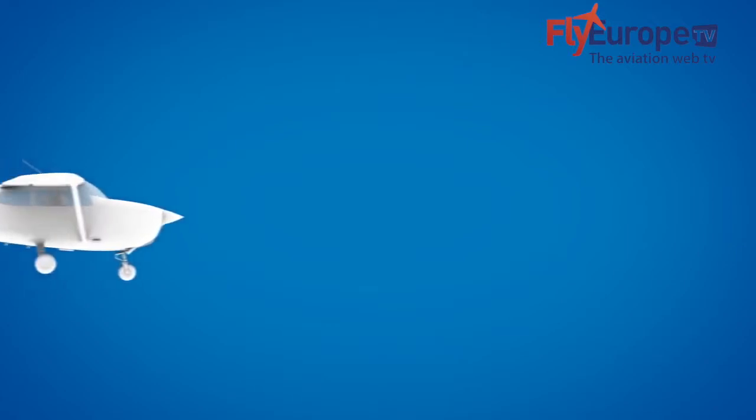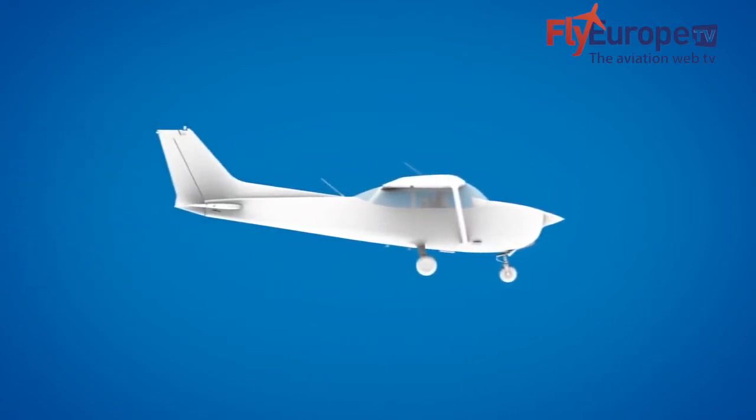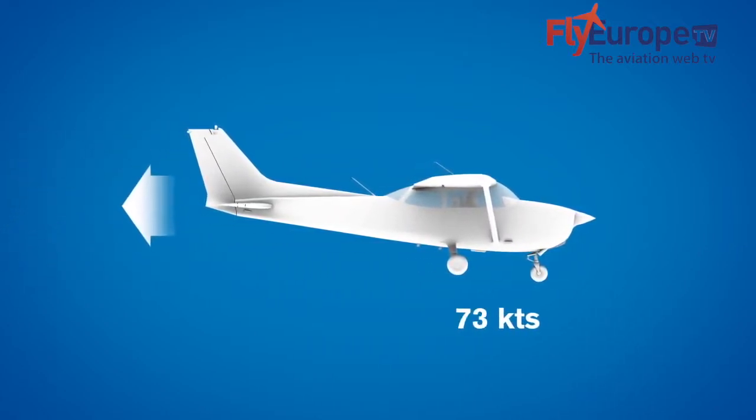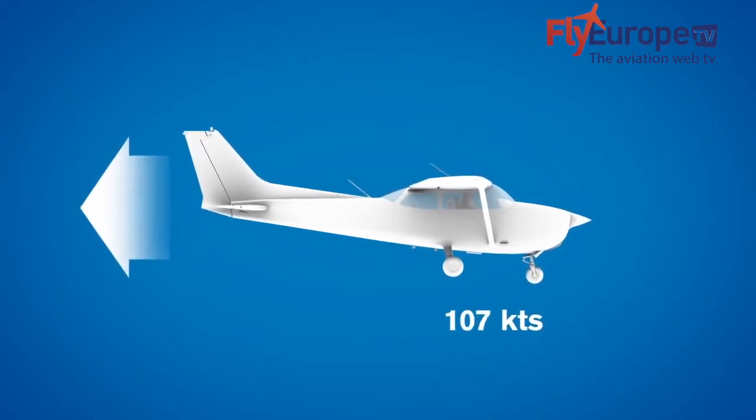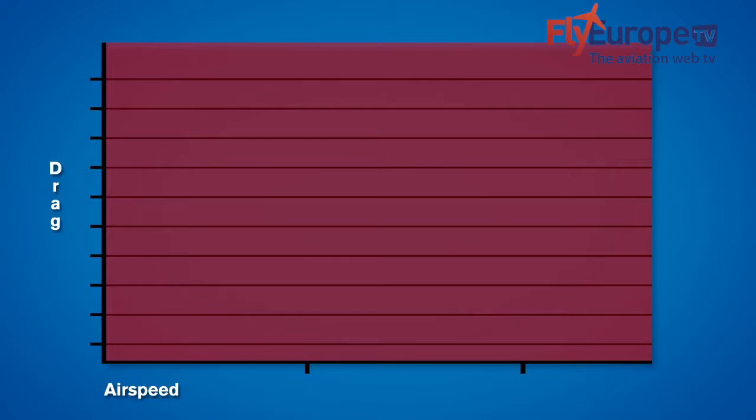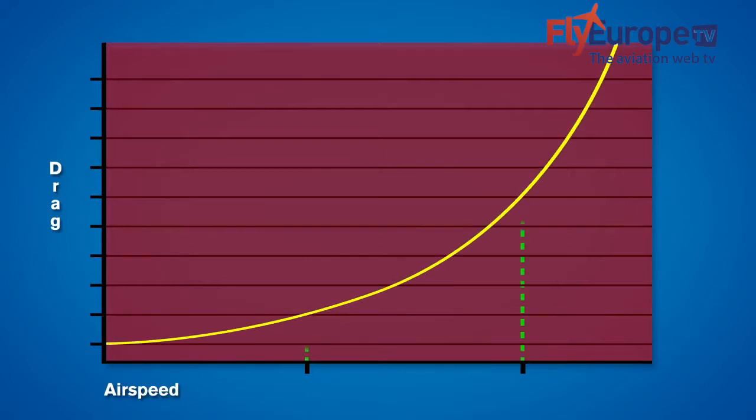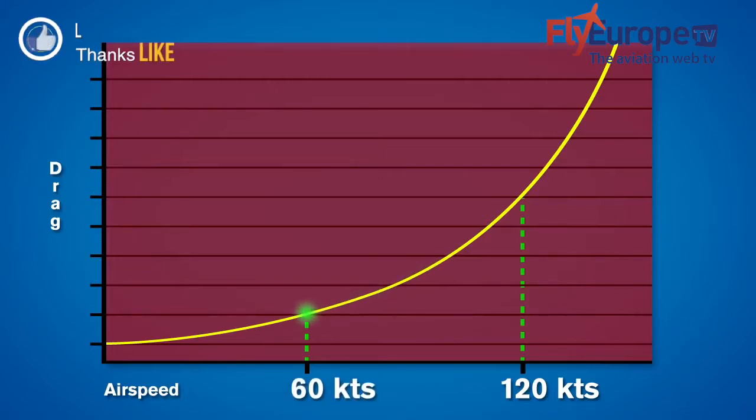The amount of parasite drag varies with the speed of the aircraft. As the airplane's speed increases, the amount of parasite drag will increase. In fact, the amount of parasite drag you experience is directly proportional to the square of the airspeed. For example, an aircraft traveling at 120 knots will experience 4 times as much parasite drag as the same plane going 60 knots at the same altitude.